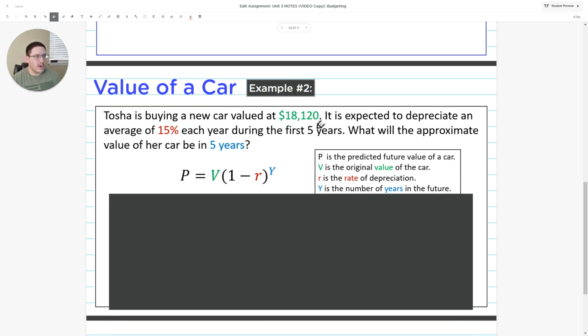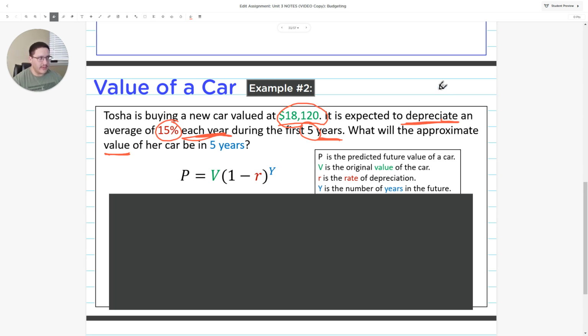Tosha is buying a new car valued at $18,120. It is expected to depreciate at an average of 15% each year during its first 5 years. What will be the approximate value of the car in 5 years? Knowing the approximation of value in the future means we're going to be using the future value formula.